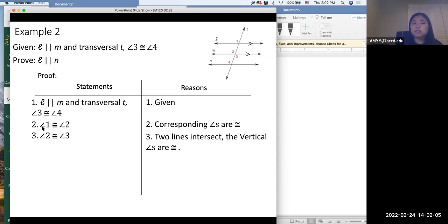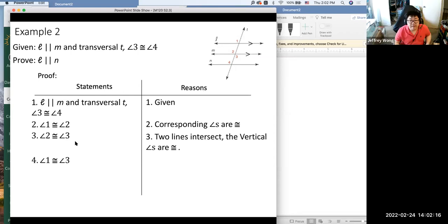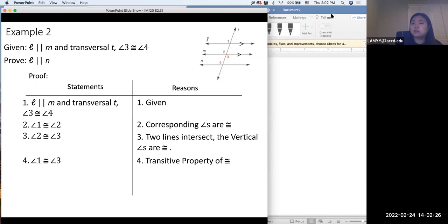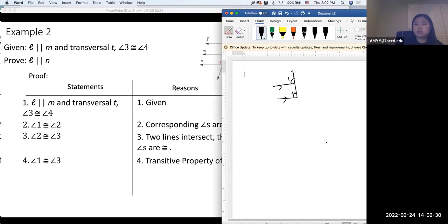Okay, so remember, if angle 1 is congruent to angle 2, which is congruent to angle 3, what would happen with angle 1 and angle 3? They're congruent. What is the reason again? The transitive property. Remember the relation like A R B, B R C, and then A R C. Let me write it down here. A R B and B R C, so you know A R C, right? This is A R B, B R C, so A R C, the transitive property.